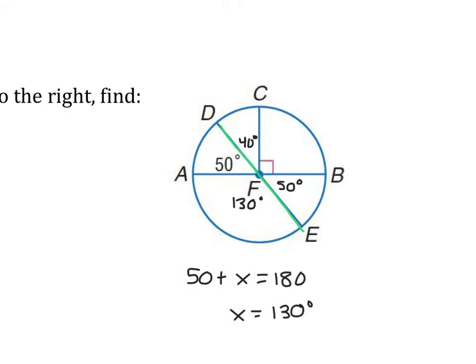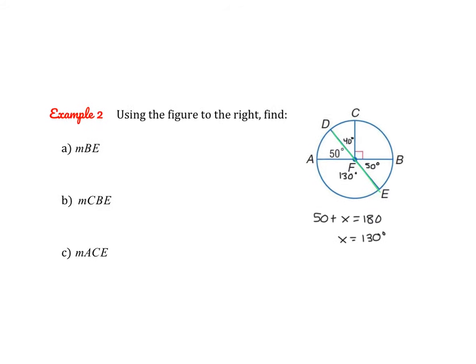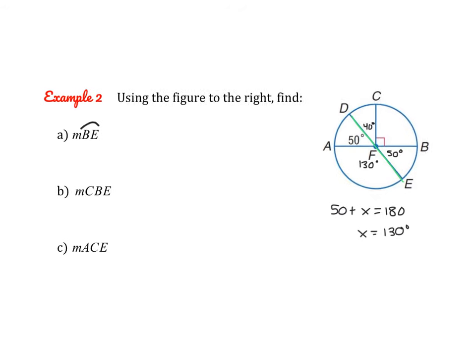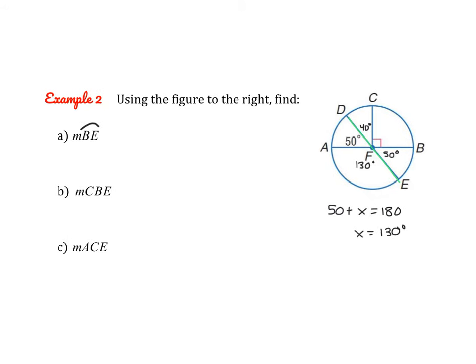So now that I know all of the central angles, it makes it a little easier to work with the arc lengths. All right, so let's start with the measure of arc BE. As I mentioned before, the measure of the arc will match the central angle. So I can see that arc BE goes with this angle of 50, so that's the measure of the arc.